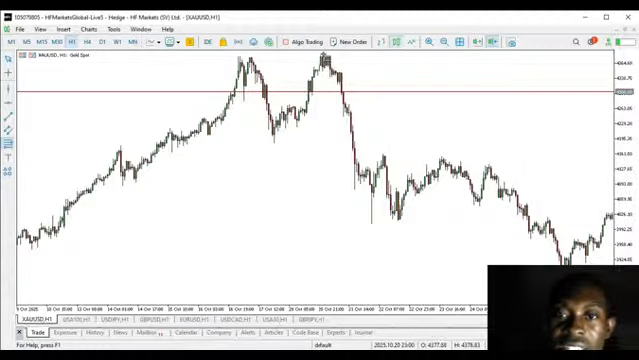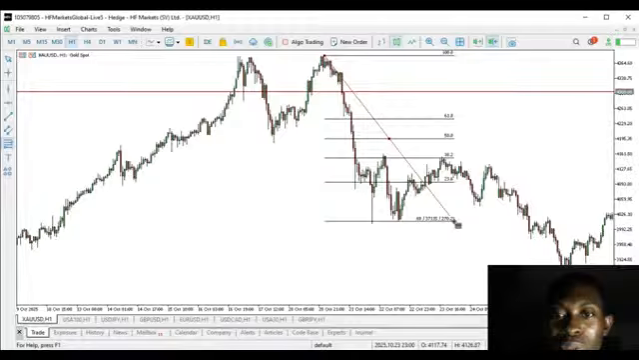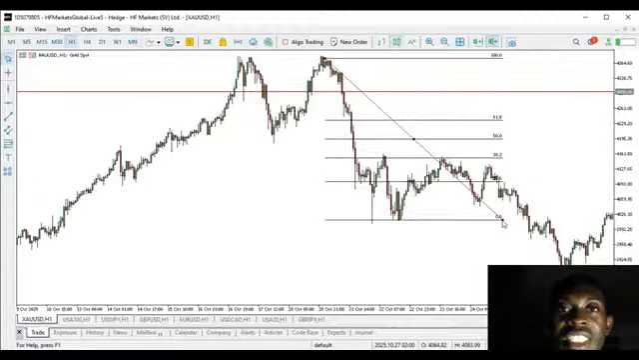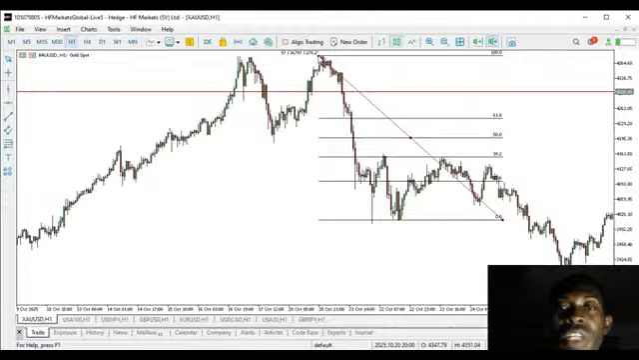Let's see if you can get another thing here. Beautiful, I love this. Look at it now, I just draw. I told you that you should draw your Fibonacci on one single move. This is a single move.